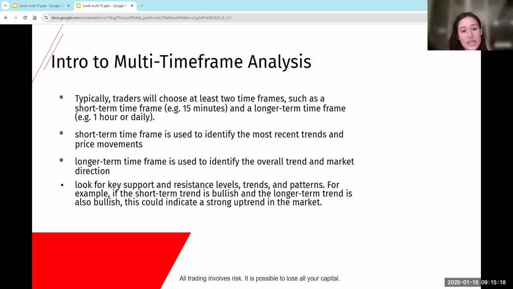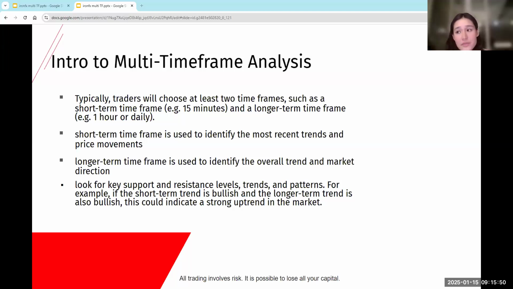So the first step, typically traders will choose at least two time frames, such as a short-term time frame, for example 15 minutes, and a longer term time frame, so 1 hour or daily. The short-term time frame is used to identify the most recent trends and price movements, while the longer-term time frame is used to identify the overall trend and market direction.